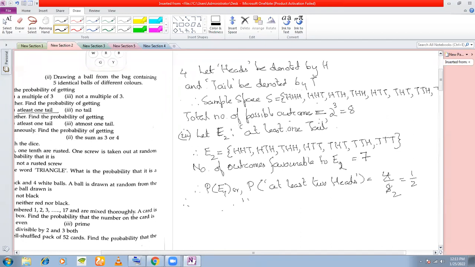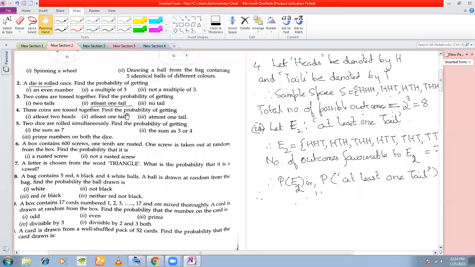So what is the probability of E2? Probability of at least 1 tail. How much should it be? Probability? 7 by 8, right? And that should be your answer. That answers question number 2. We'll now see question number 3.